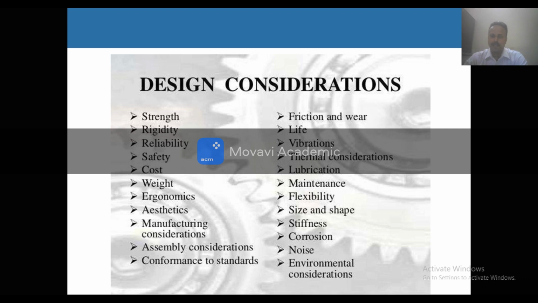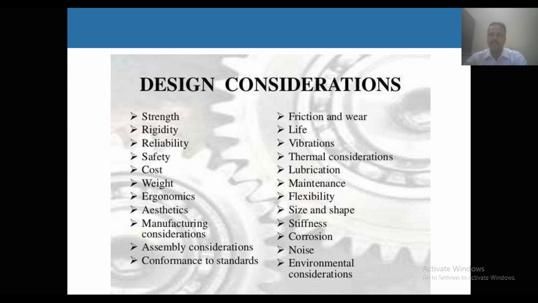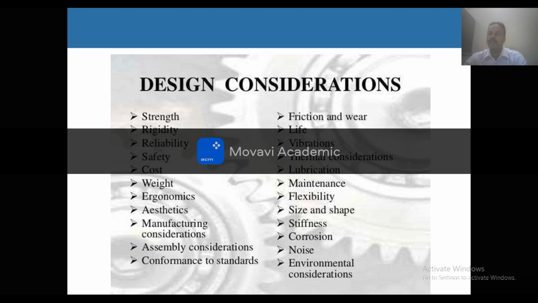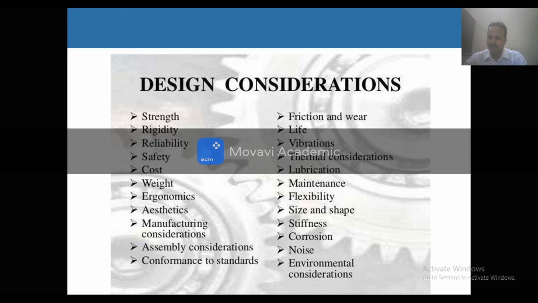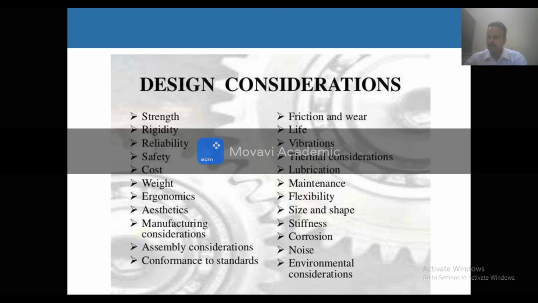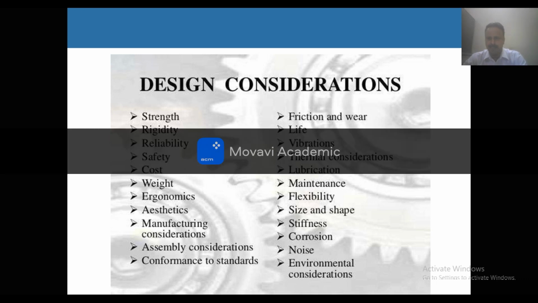Corrosion refers to a situation where the material reacts or oxidizes in the presence of oxygen, forming rust. So a material should be selected such that, if it is subjected to atmospheric oxygen or moisture in the air, it does not produce rust. Noise: generally metallic components produce noise when they come in physical contact with each other. So noise is one factor in the selection of different materials.